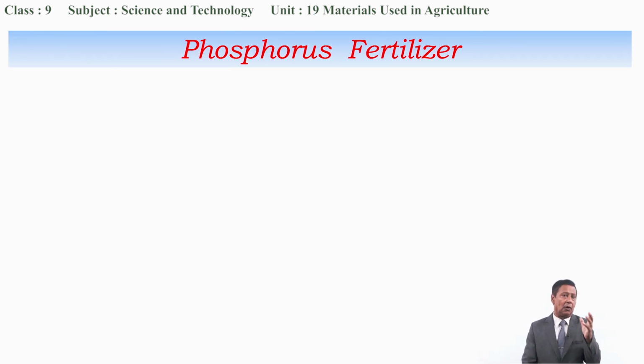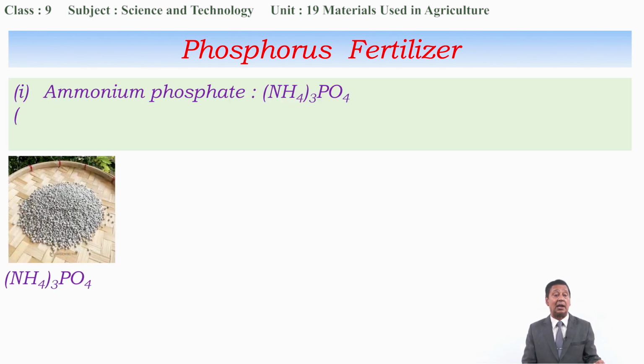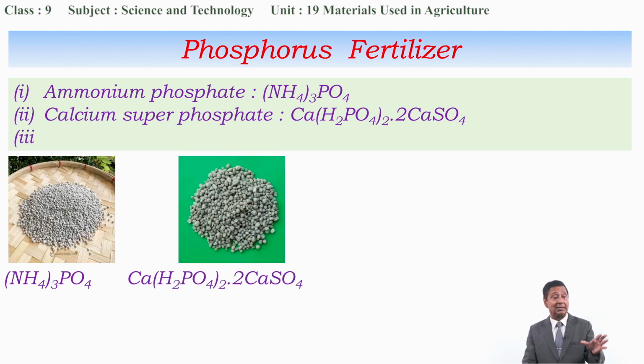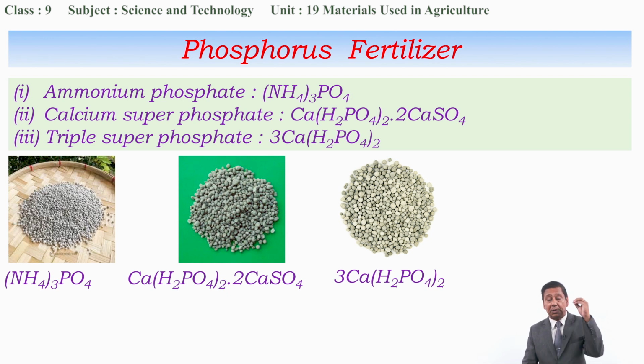What does it mean? Phosphorus fertilizer supplies phosphorus to the soil, which will be taken up by the plant. And what are they? It is ammonium phosphate, which appears like this. This is calcium superphosphate, appears like this. And this is triple superphosphate, which appears like this. All these were taught in the previous class also.